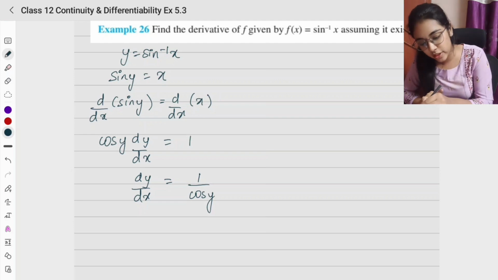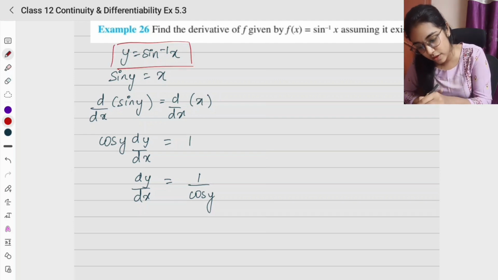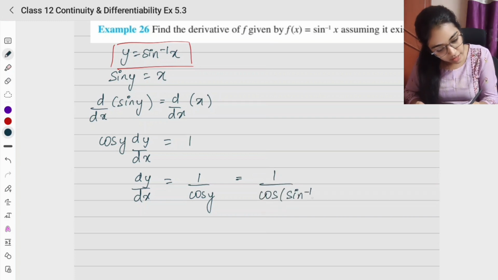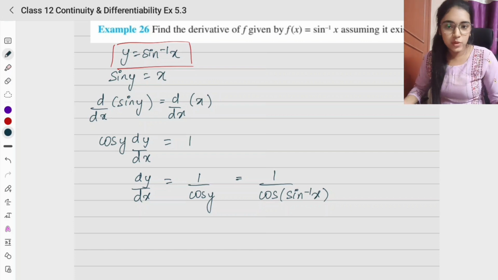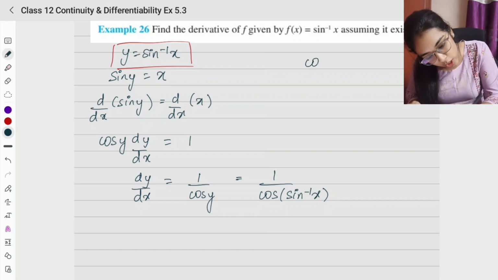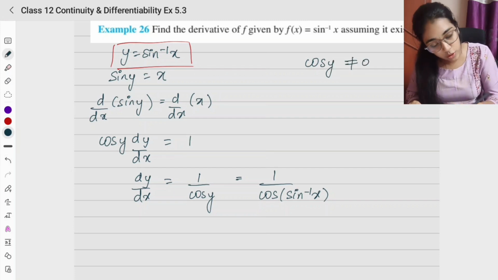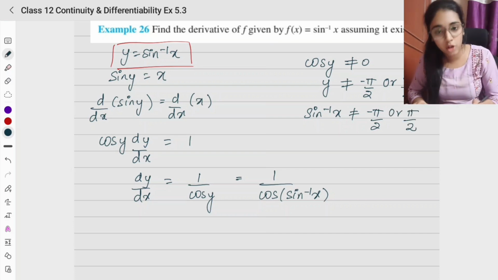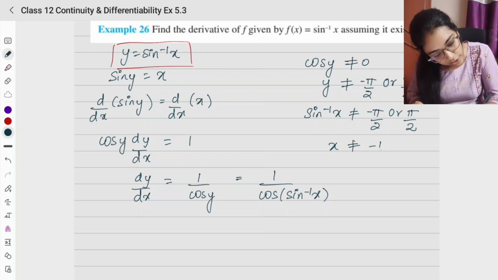But what is my y according to the question? It is given as sin inverse of x. So you have to write that. So I have 1 divided by cos of sin inverse of x. But in the denominator the value cannot be 0. So cos y should not be equal to 0, which means y should not be equal to minus pi by 2 or pi by 2. It should not be equal to that. What does that mean? Sin inverse of x should not be equal to minus pi by 2 or pi by 2, which means my x value should not be equal to 1 or minus 1. x should not be equal to minus 1 and 1.